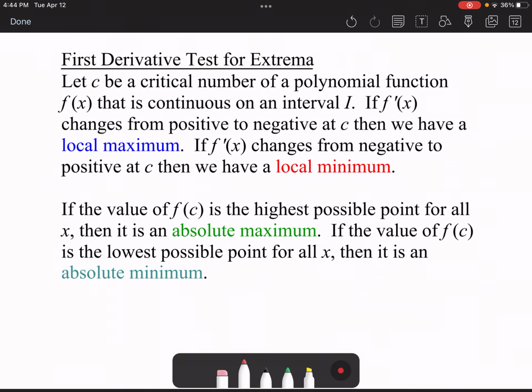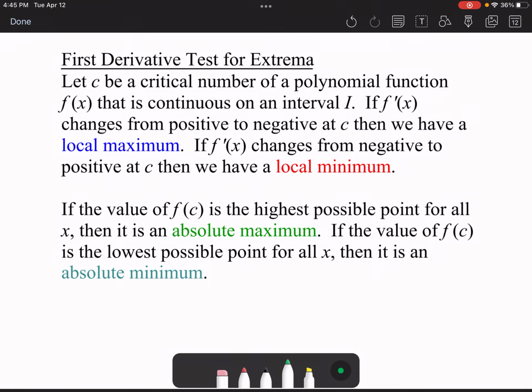So from this comes what is called the first derivative test for extrema. Suppose we let c be a critical number of a polynomial function f of x that is continuous on an interval I. If f prime of x changes from positive to negative at the value of c, then we have a local maximum. If f prime of x changes from negative to positive at c, then we have a local minimum.